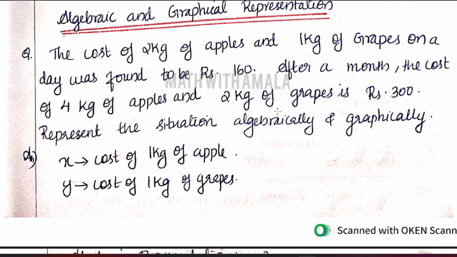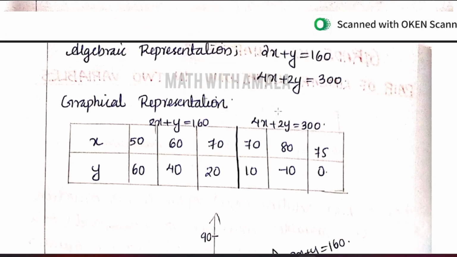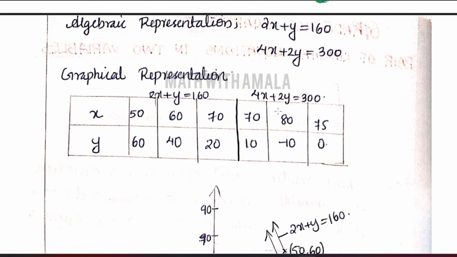Here, you can take one unknown as x and the next unknown as y. The cost of 1 kg of apples is taken as x and the cost of 1 kg of grapes is taken as y, as the data are given in the rate format. Algebraic representation can be 2x plus y equal to 160 and 4x plus 2y equal to 300. You have got two equations. You can number them like 1 and 2, and this is the algebraic representation.